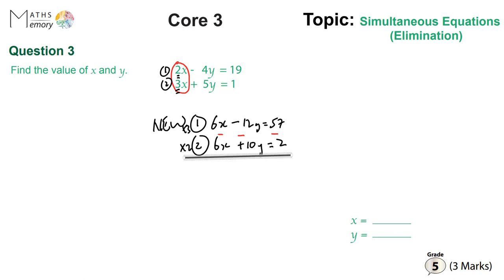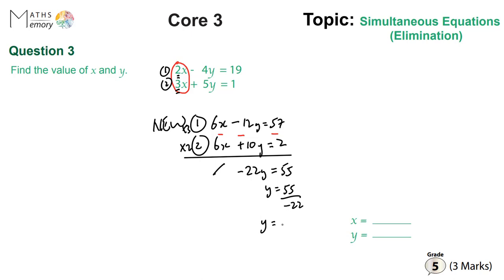So 6x, take away 6x, this will simply give us 0x, minus 12y minus 10y. This will give us minus 22y. 57 take away 2, 55. Well, y would be 55 divided by minus 22. So as a mixed fraction, let's convert this top heavy to a mixed fraction. This would be y would equal, how many 22s are in 55?